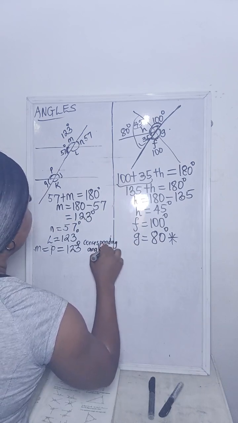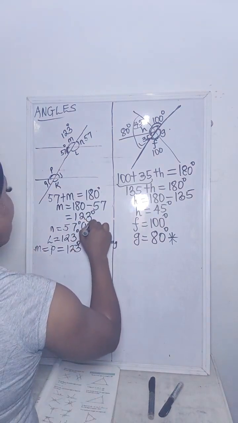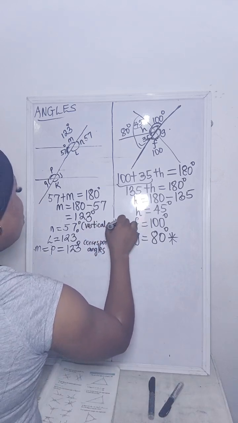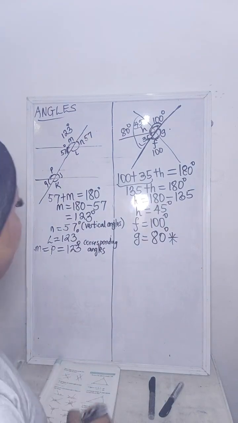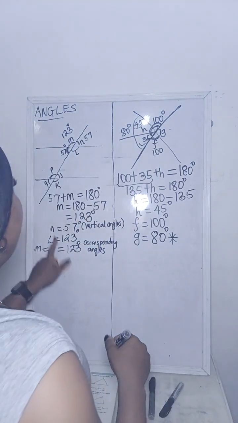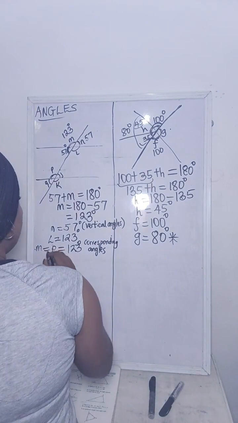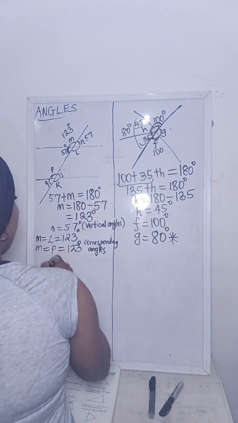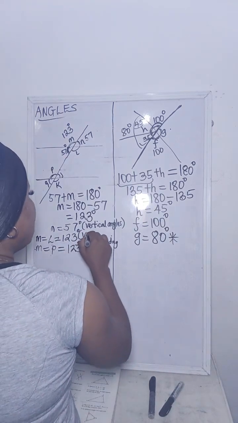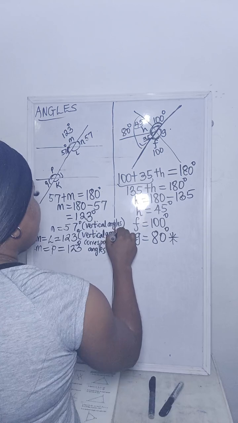N is equal to 57 because they are vertical angles. Whenever you solve, you have to always put your reason so that the examiner will know that you know what you are doing. So M is equal to L, which is equal to 123, because they are vertical angles.